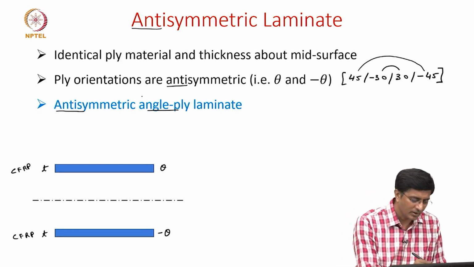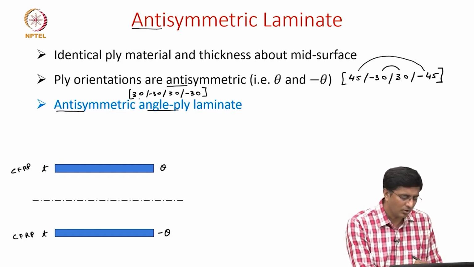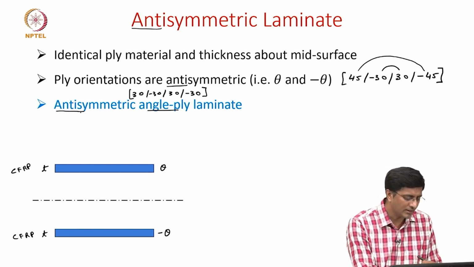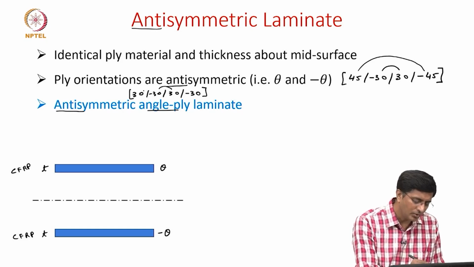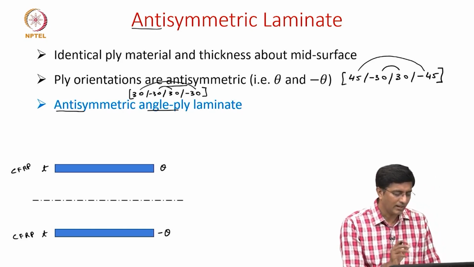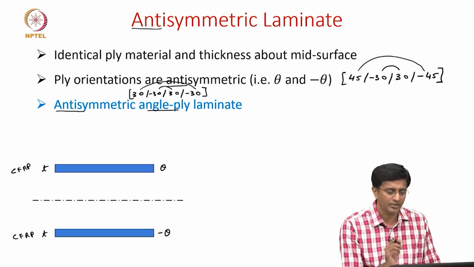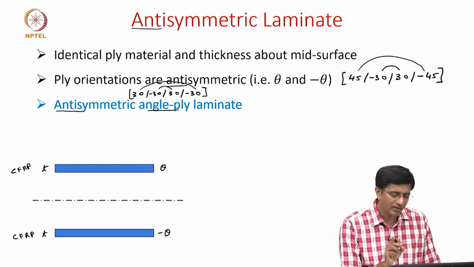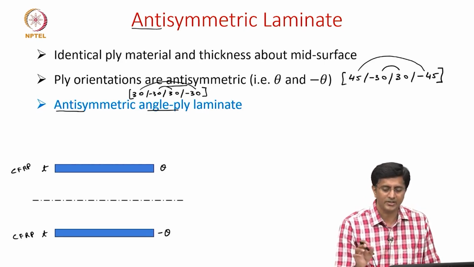So for example, I can come up with something close to that: 30, minus 30, 30 and minus 30. Here I can call this an angle ply because all angles are either 30 or minus 30, and I will call it anti-symmetric because the middle two and the extreme two angles are anti-symmetric orientations. Okay, but let's see how this anti-symmetric angle ply laminate affects the ABD matrices.